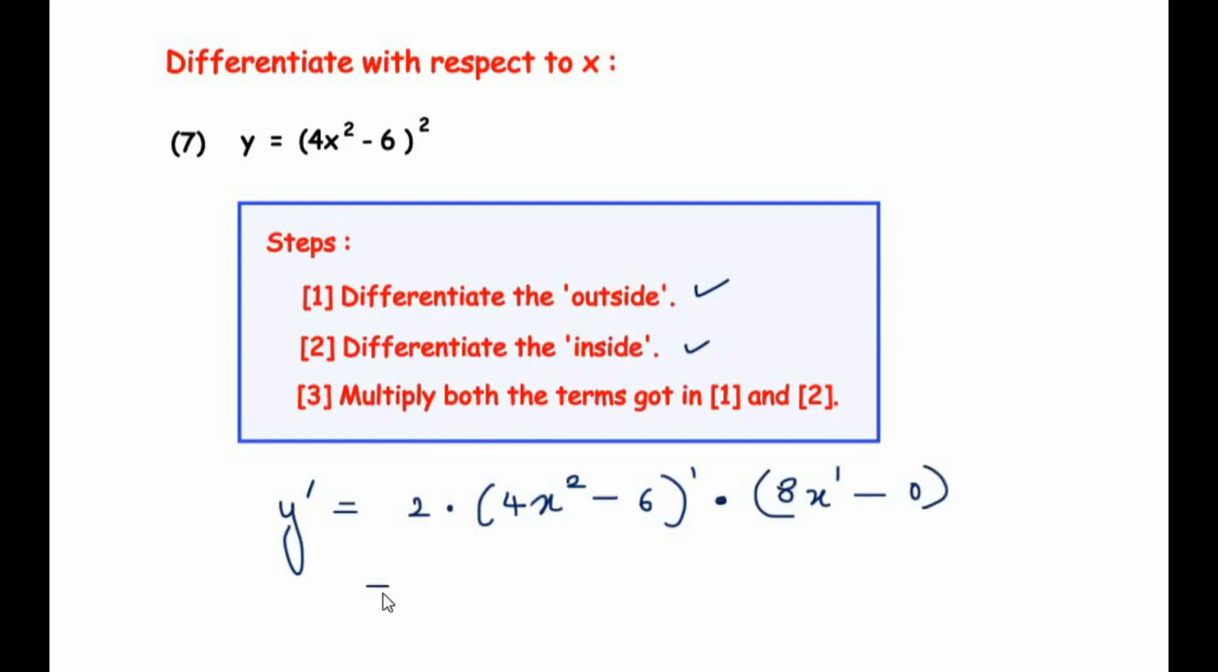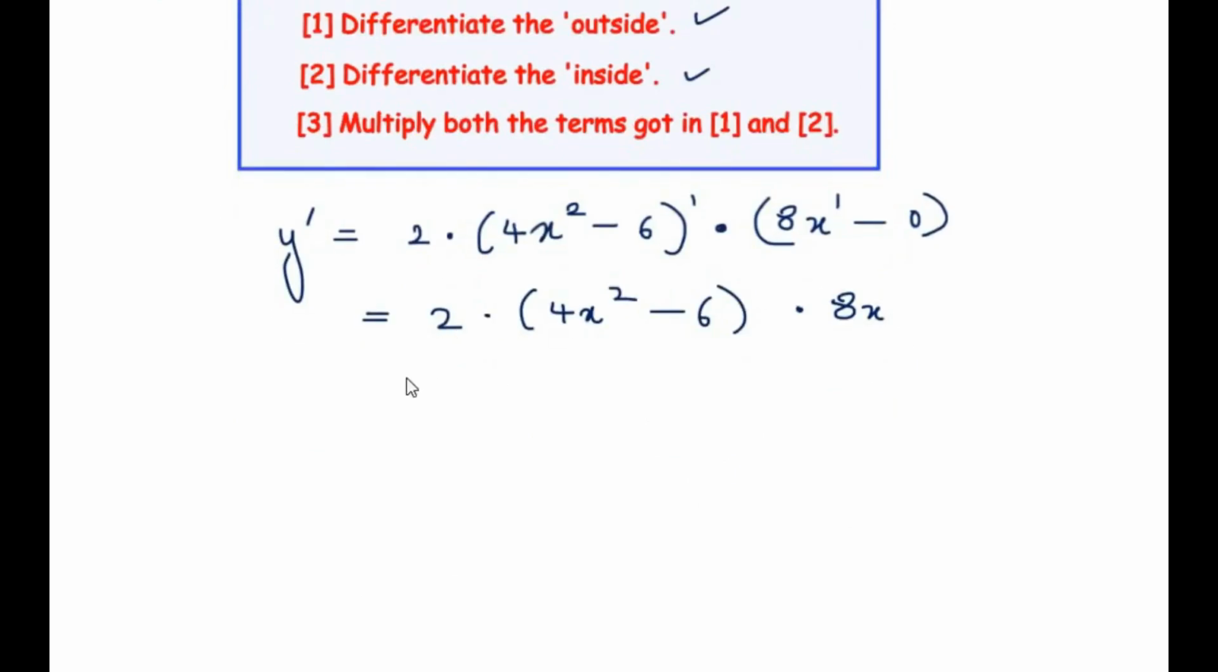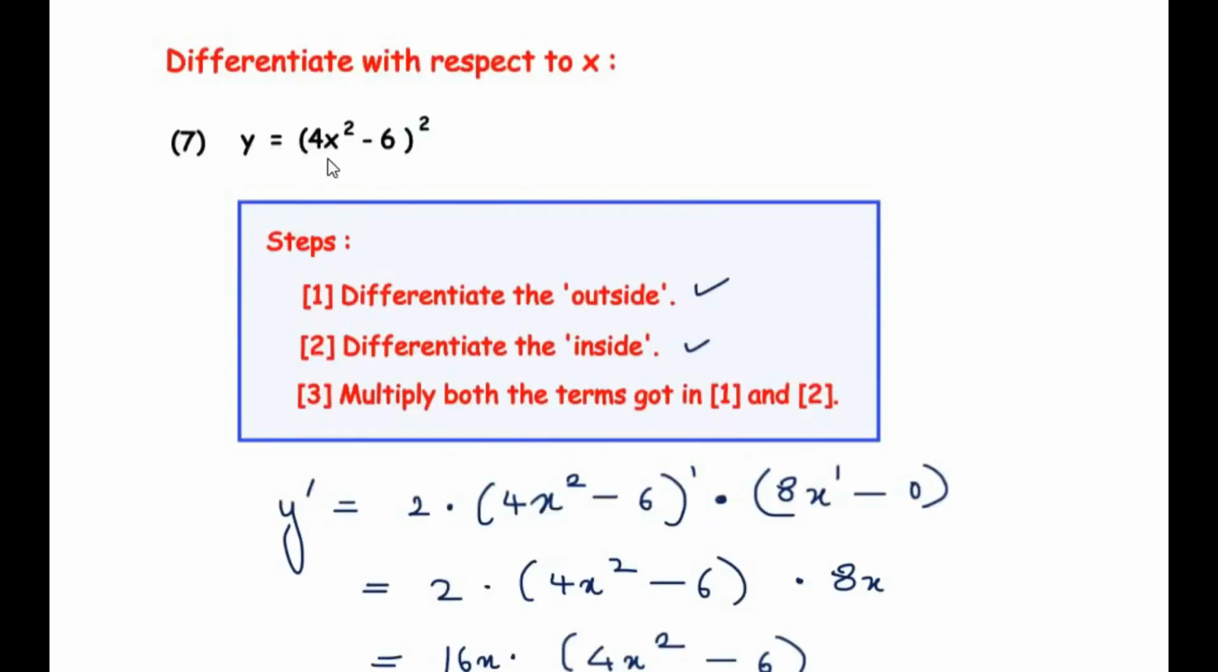So let us further simplify this. So we are going to get it as 2 times (4x square minus 6) times 8x. Now multiplying the numbers together, that is 2 times 8 is 16. So we have here 16x outside the bracket, and inside the bracket is 4 times x square minus 6. So this is the differentiation answer for the given equation.